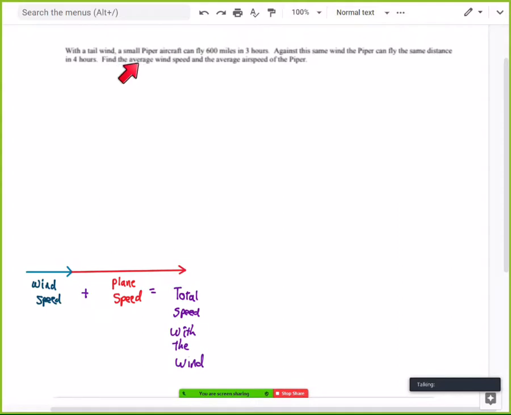A lot of times the problems will be, instead of planes, a boat traveling in a river, so it's going with the current or against the current. It's the same general concept and the same really basic structure too. So if you recognize that you have a problem that's dealing with speed and we're going with and against a current or a wind, then you can use this structure every single time and it's going to work for you.